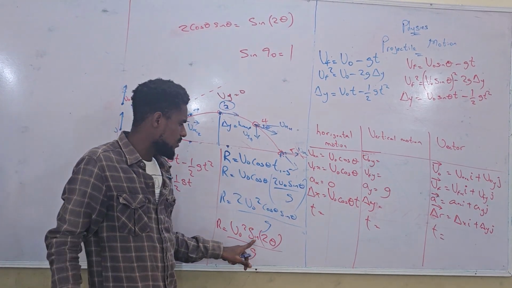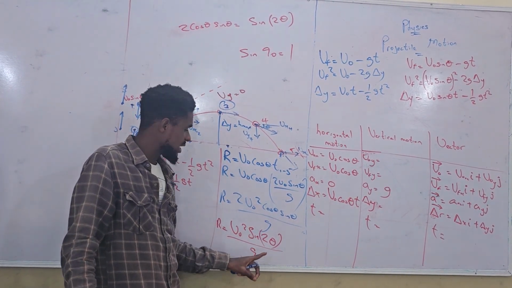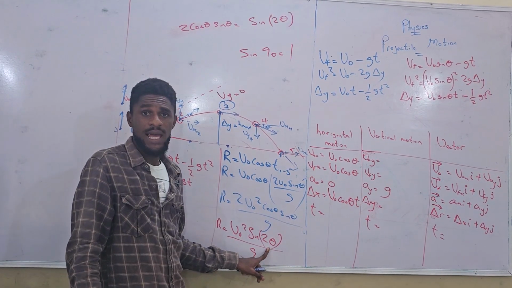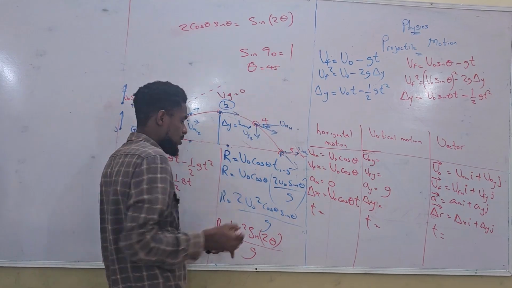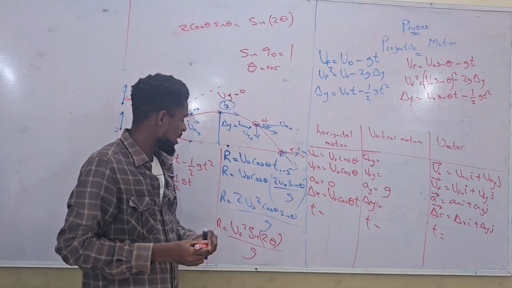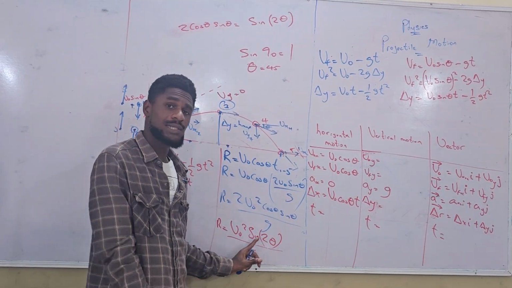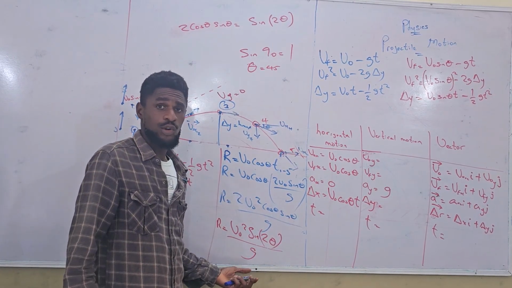How do I make everything here to be equal to 1? It means theta must be equal to 45 degrees. Now, if theta is equal to 45 degrees, then 2 times 45 gives us 90, and sine of 90 will give us 1. This is a trick question.